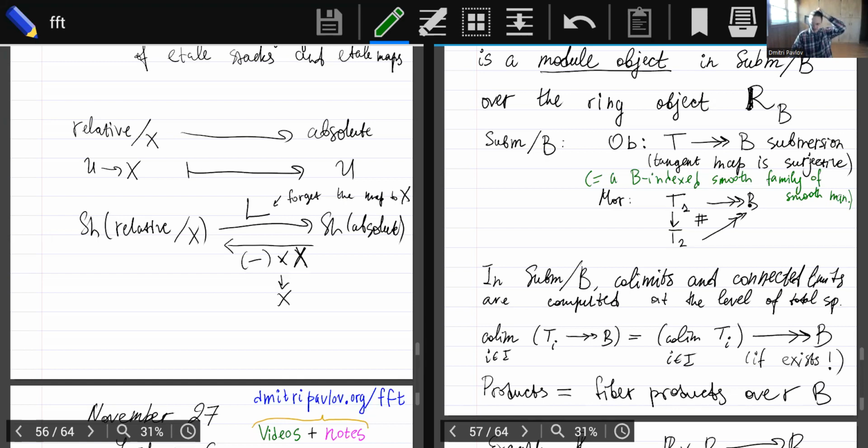And the wonderful fact about submersions, by the way, is that in a sense it's even a defining property that submersions have pullbacks. So a defining property of a submersion is that if you have a diagram, a commutative square, so let's say you have an arbitrary smooth map of base spaces, then the pullback of this diagram exists and can be computed as the usual fiber product. So this pullback always exists if this map here from T to B is a submersion.